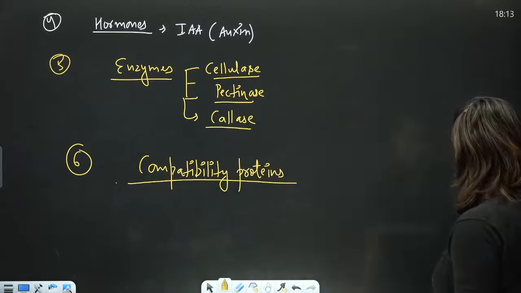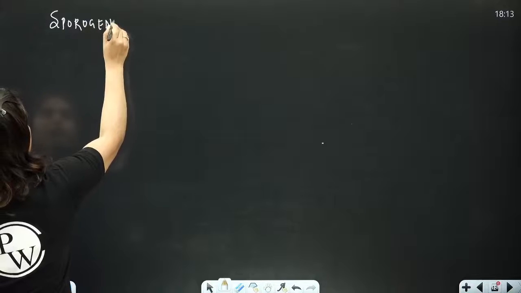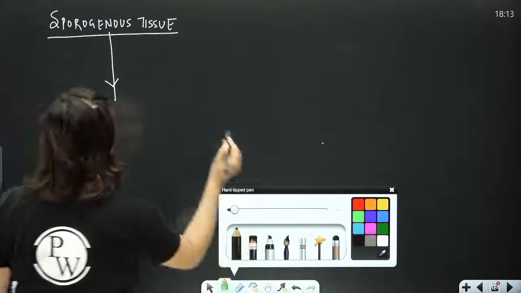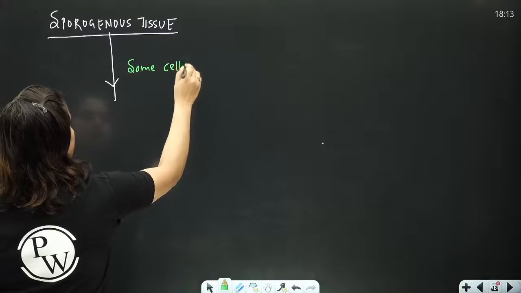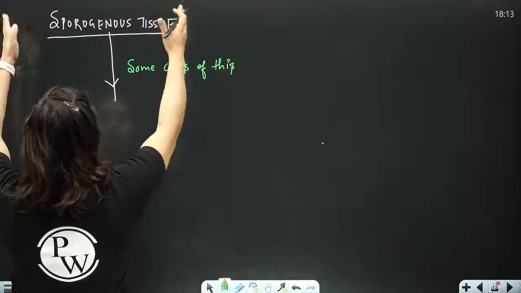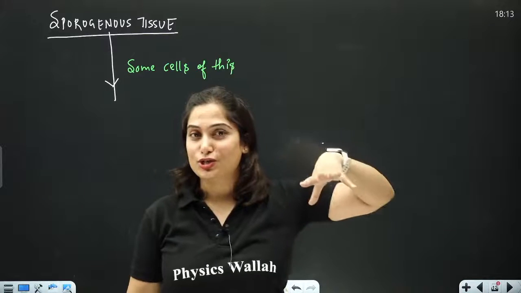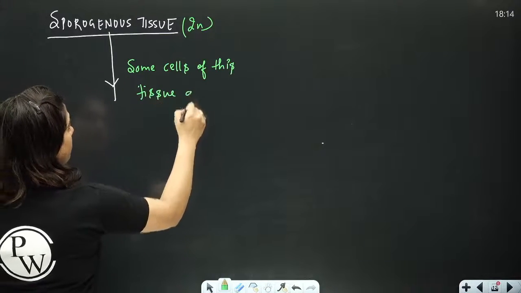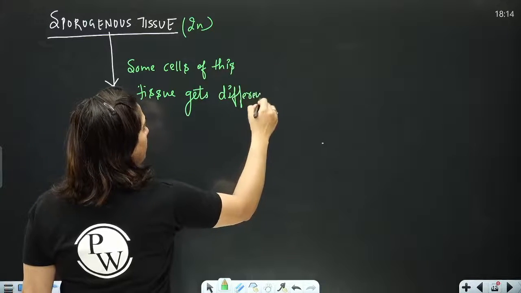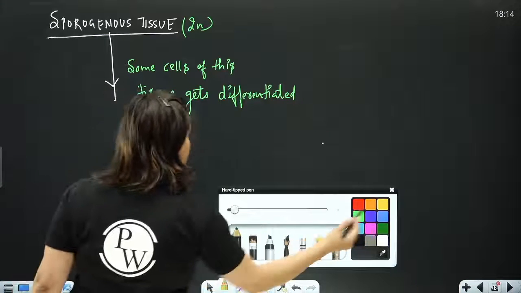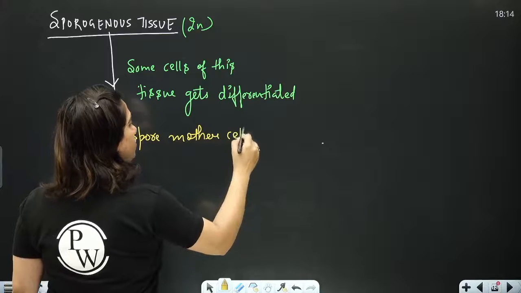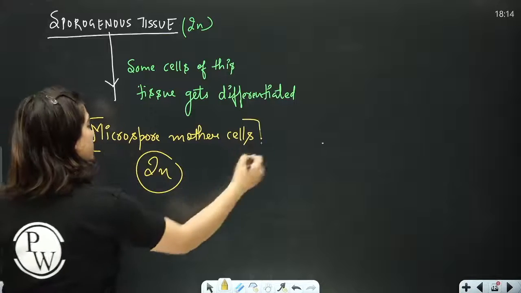Now let's move to the microsporangium. We know that the microsporangium is formed by a special tissue called the sporogenous tissue. Right. Now what will happen? Some cells of this sporogenous tissue form the microsporangium, and some cells of this tissue, which is obviously 2n, get differentiated, they get matured, they become different from the rest of the tissue, and they form specialized cells called the microspore mother cells.